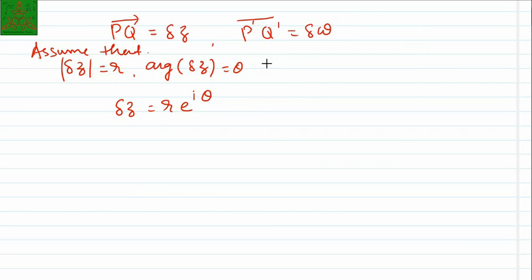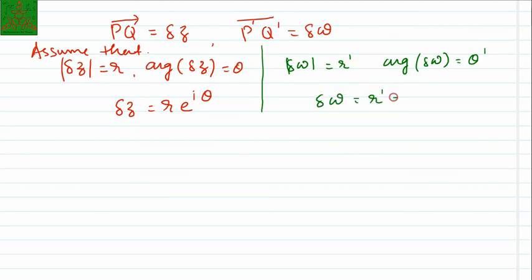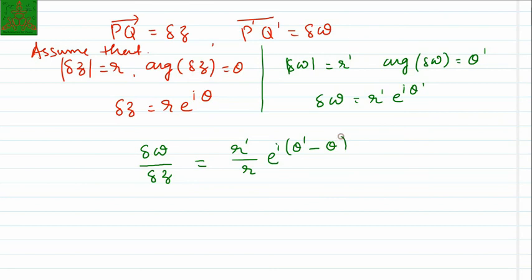For w, I may write that the modulus of delta w will be R dash, and the argument of delta w I may write as theta dash. So that means this delta w I may write as R dash e power i theta dash. Now let's do delta w upon delta z. This will be R dash upon R into e power i times theta dash minus theta. That is the quantity you will have.